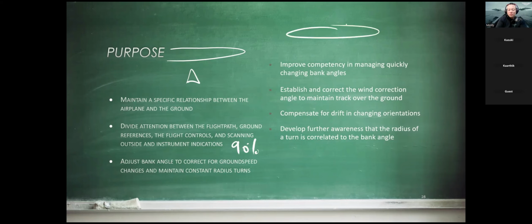It's a 172 or 150. Things are relatively slow, but for somebody who's just learning how to fly, things kind of move a little faster in a turn around a point. You want to establish and correct the wind correction angle to maintain track over the ground, compensate for drift in changing orientations, and develop further awareness that the radius of the turn is correlated to the bank angle.